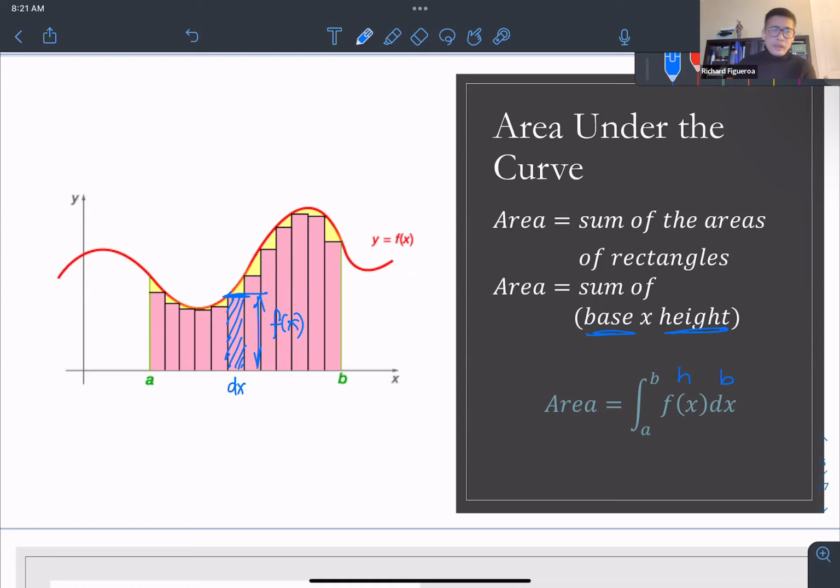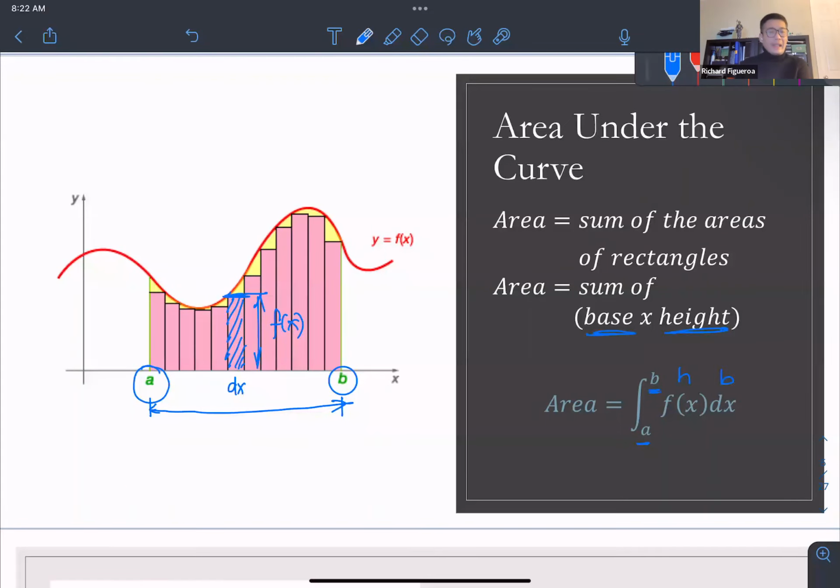Okay, but a single strip will not be able to represent the entire area bounded by the curves, so we should consider multiple strips. So what would be my boundary then? In this case, the boundary is from A to B. Thus, we get the area bounded by the curve, the function f of x, from A to B. And thus, we have this lower boundary A and the upper boundary B.